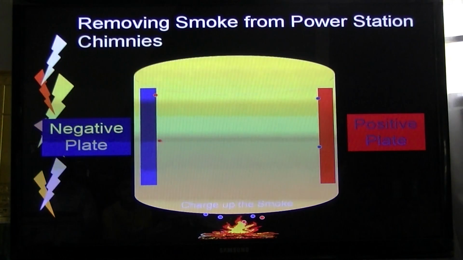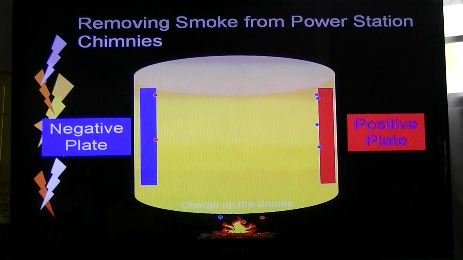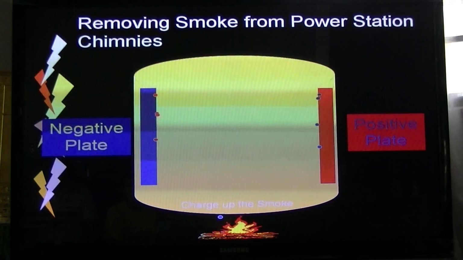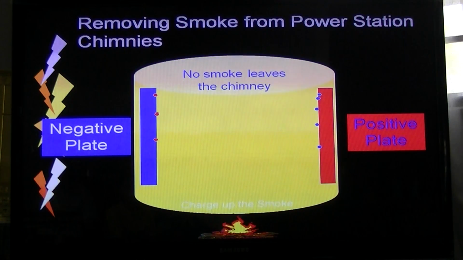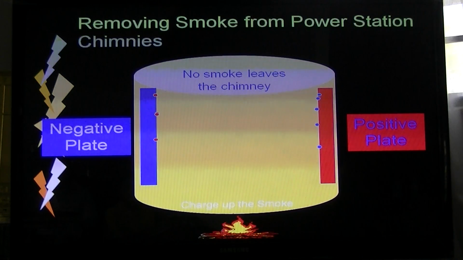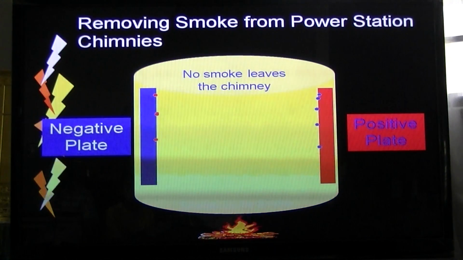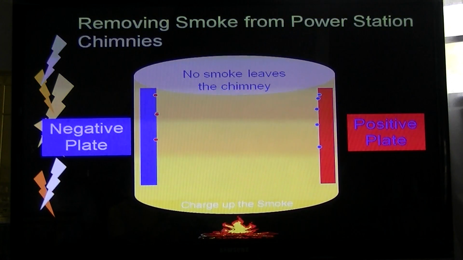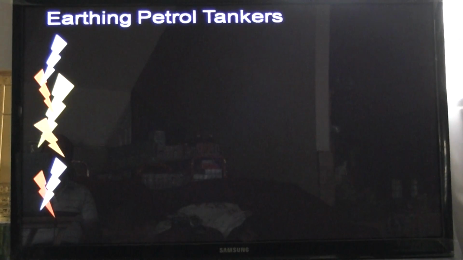You see, the blue one is negative, and gets attracted to the red one, which is positive, and the red one gets attracted to the negative. You see that, how they clean the chimney? By using negative plates, no smoke leaves the chimney. Amazing. So all the carbon that comes out from the smoke gets collected on the two sides with a charge. Amazing technology.